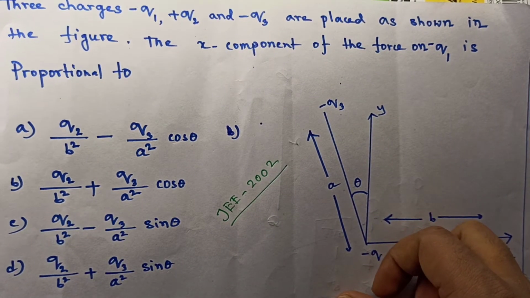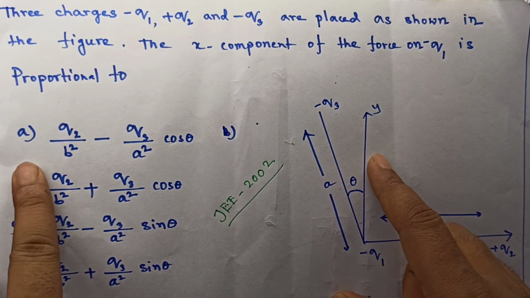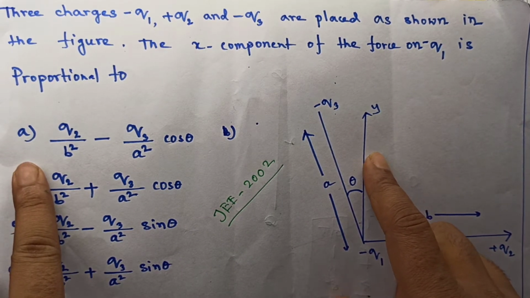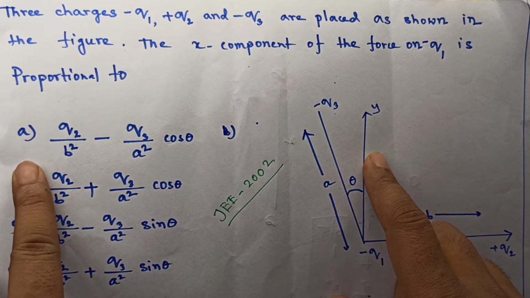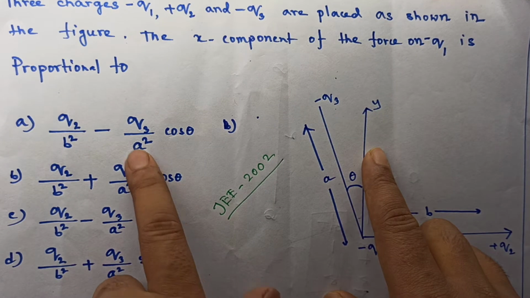Students, what is the question? Three charges are there. What are the charges? Q1, minus Q1, plus Q2 and minus Q3 are placed as shown in the figure. The x component of the charge minus Q1 is proportional to, okay, what will be the answer?